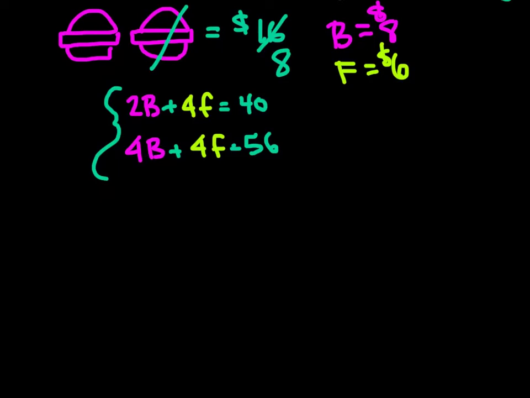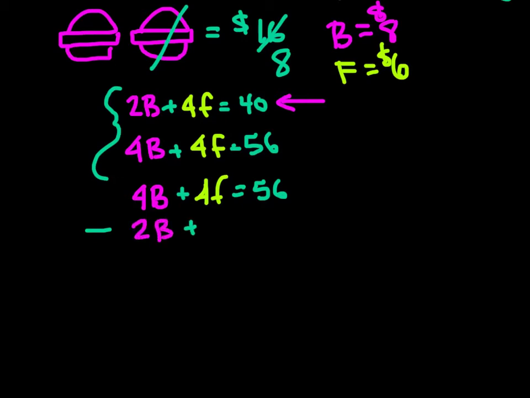So what we could do is technically say, I can take one of these equations away from the other. This equation comes out to be less money, so I'm going to take this one away from Sally's. I'm going to take Justin's stuff away from Sally's stuff. So I'm going to say 4b plus 4f is equal to 56, and I'm going to subtract 2b plus 4f is equal to 40 from that.